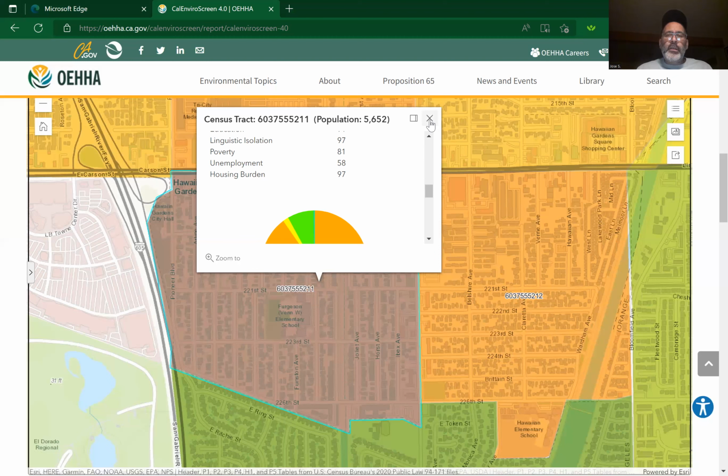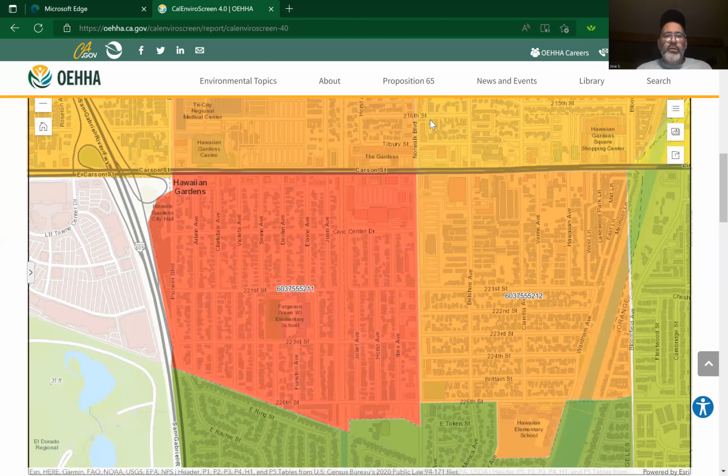So, anyways, this tool is called CalEnviroScreen. If you're bored one day, you can play with it. You can look up your address. You can look up places you'd consider hoods, see if those are red. Look up places you'd consider wealthy communities, see if those are green. See if you can spot the patterns yourself.